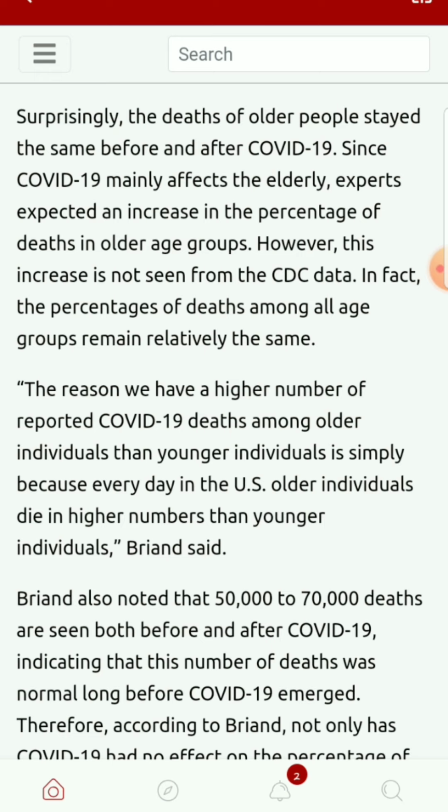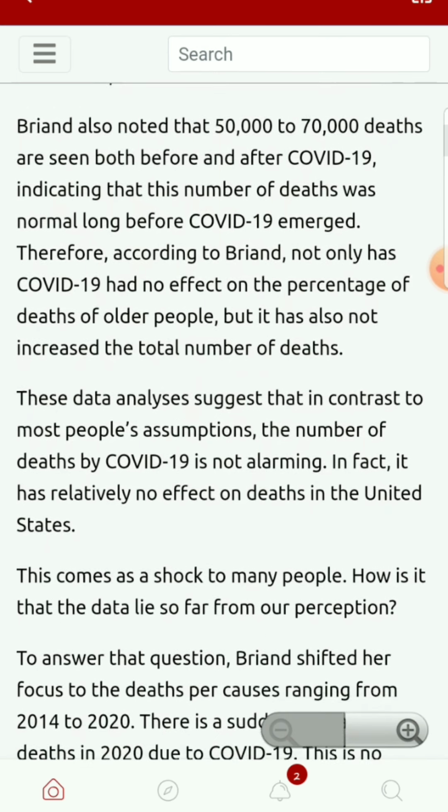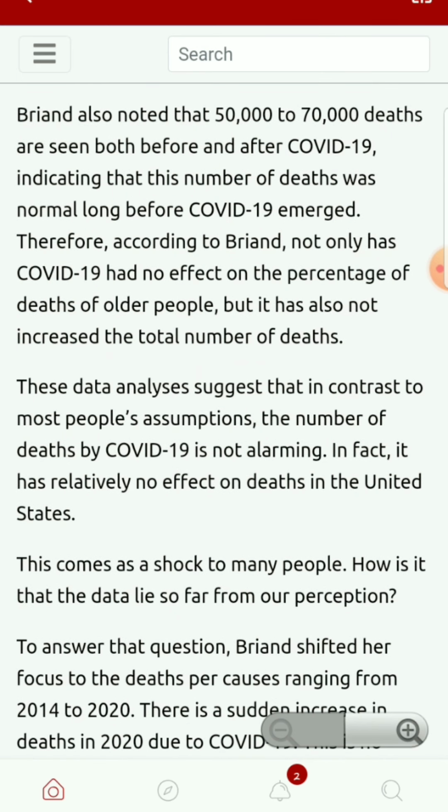The reason we have a higher number of reported COVID deaths among older individuals than younger individuals is simply because every day in the U.S., older individuals die in higher numbers than younger individuals. She also noted that 50,000 to 70,000 deaths are seen both before and after COVID, indicating that this number of deaths was normal long before COVID emerged.